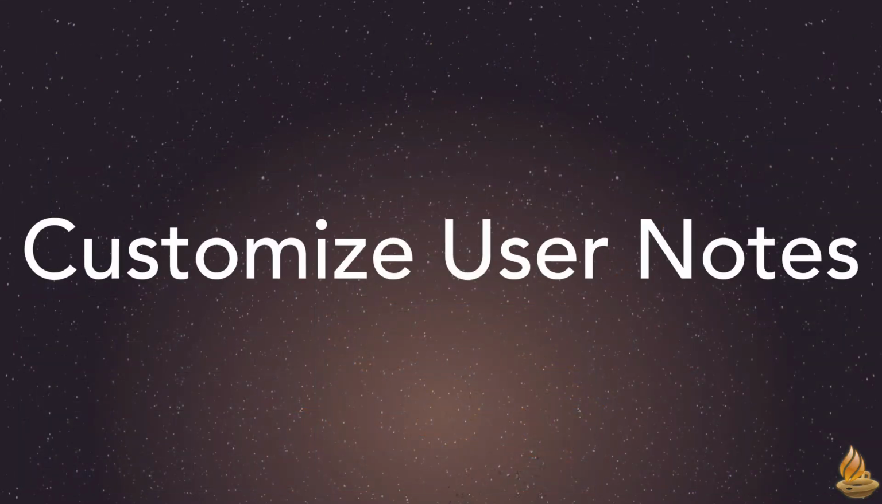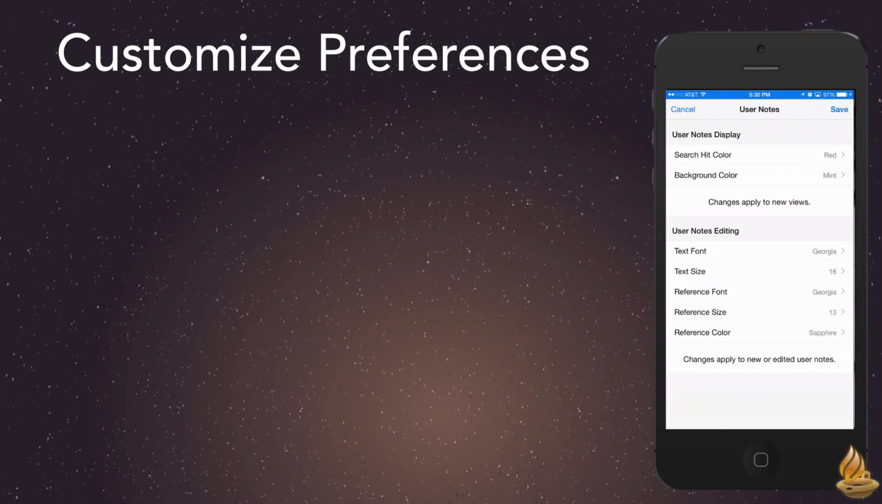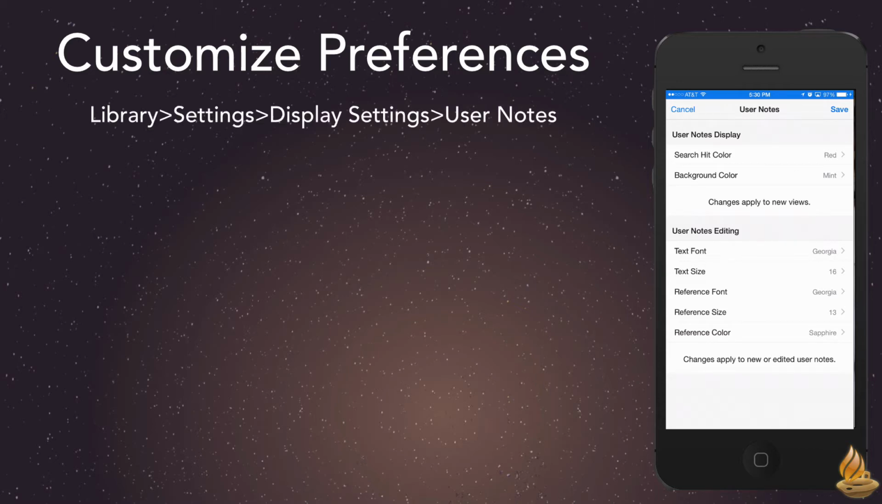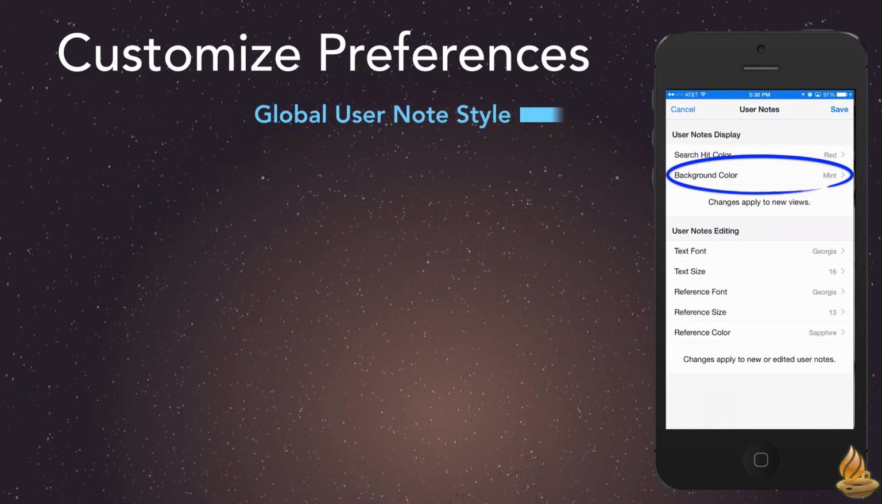Customize user notes. The desktop version of Accordance has long allowed us to customize our displays, and Accordance Mobile follows in this tradition. We can make global changes to our user notes in the Library, Settings, Display Settings, User Notes. Version 2.1 adds another option, choosing a background color for user notes. Now, just a reminder, these display settings are called global because they apply to every user notes file.